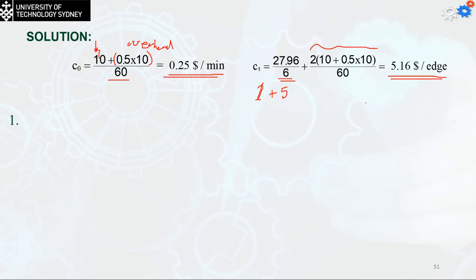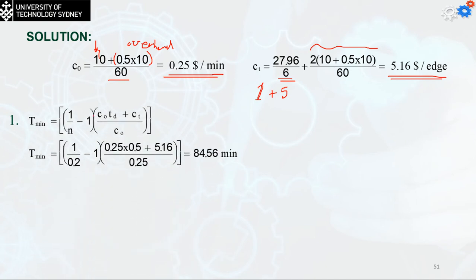Now we found the CO and the CT, and then we're going to apply them to the equations to find the value first for the T minimum, and then the V minimum, which is related to it, and later we're going to go for the T maximum and the V maximum. So start with the T minimum. The n was given as 0.2. The CO is here. The TD is given as 0.5, which is the tool changing time. And the tool cost is this value.